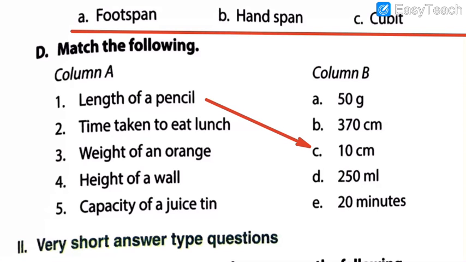Okay. Number 2, time taken to eat lunch. Now there is only one option to measure the time. We cannot use gram, centimeter, milliliter to measure the time. Obviously minutes. If seconds or hours would be the option, we would have thought for a long time. But here minutes is the only measuring unit for time. So obviously time taken to eat lunch, 20 minutes.